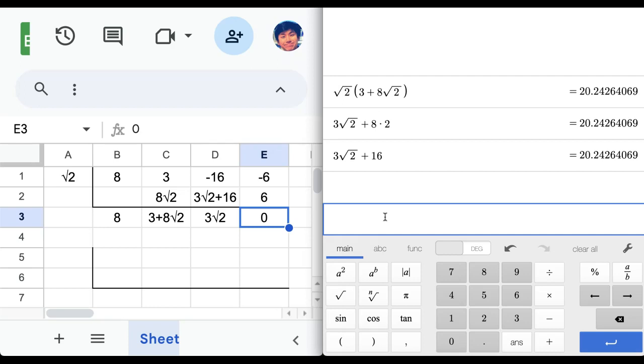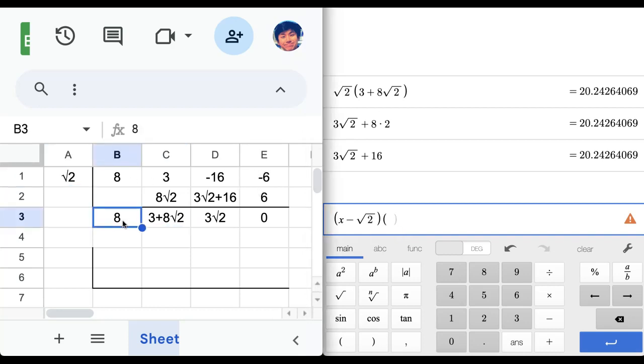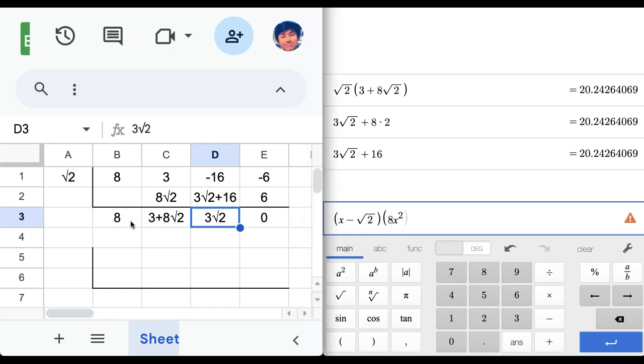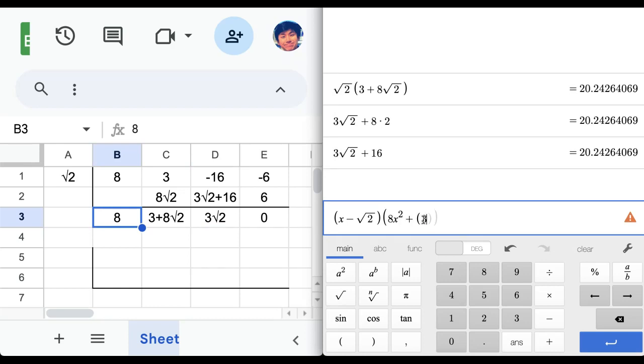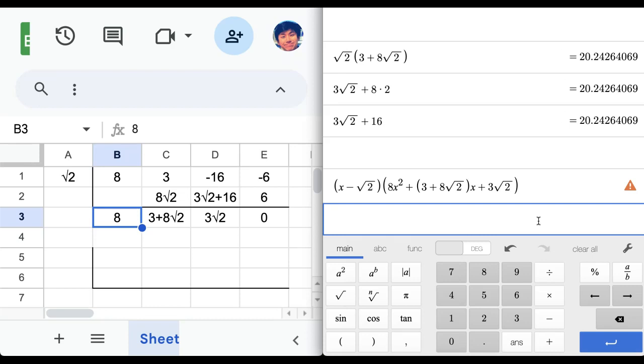So now this is how we write it. We were given the root of root 2, a 0 of root 2, so we can start with x minus root 2. And then since we divided this original polynomial and got this result, this is now translated into 8x squared, right? Coefficient of 8, 8x squared. It's going to look a little confusing. Your second coefficient is 3 plus 8 root 2. All of that is in front of an x. And then we add a 3 root 2 like that.